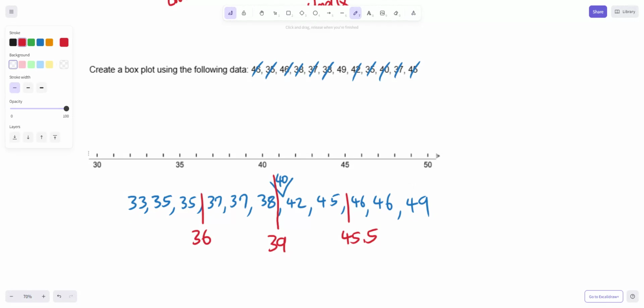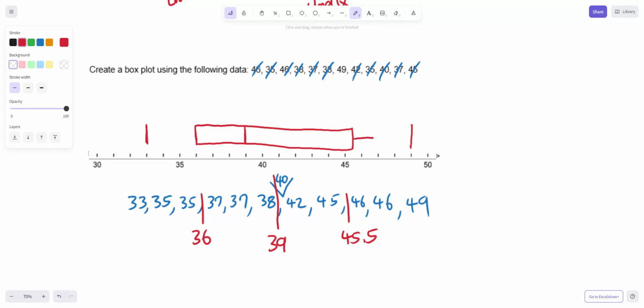Our minimum is 33, so 30, 31, 32, 33. So I'm going to draw a line there. First quartile is at 36, so I'm going to draw a line there. Second quartile, or the median, is at 39, so I'm going to draw a line there. 45.5 is our third or upper quartile, so it's right there. And our maximum is at 49. Again, I'm connecting my first and my third quartile to make a box.